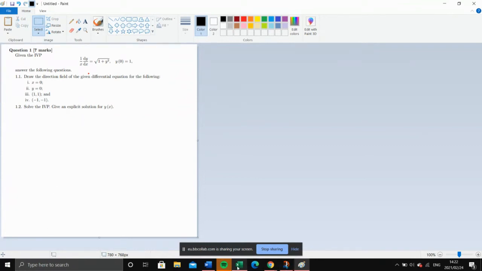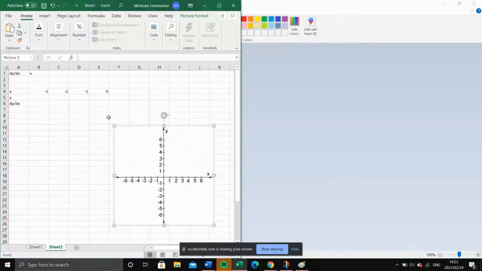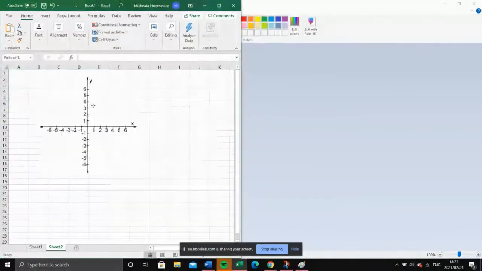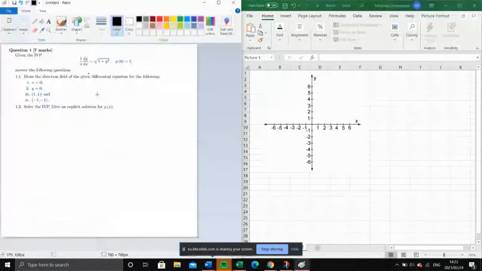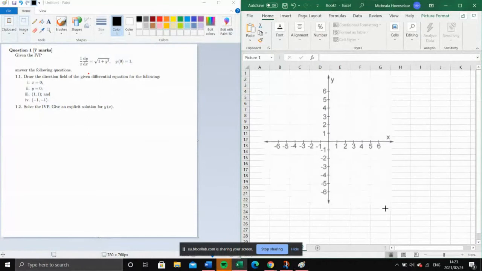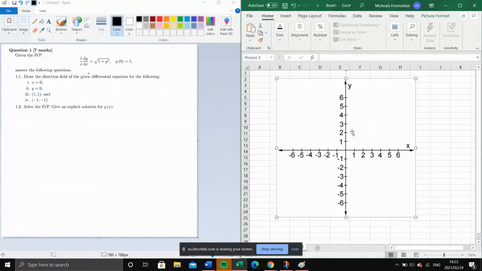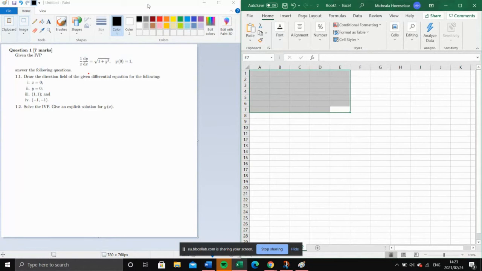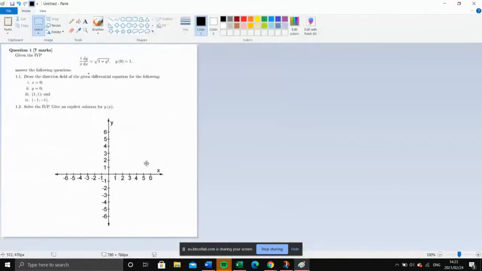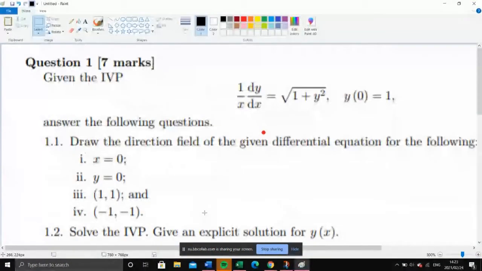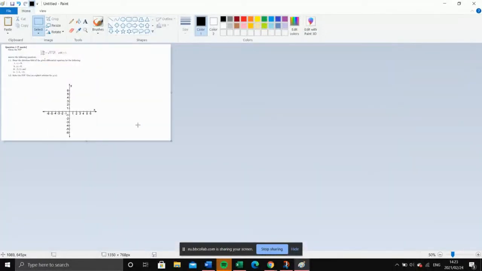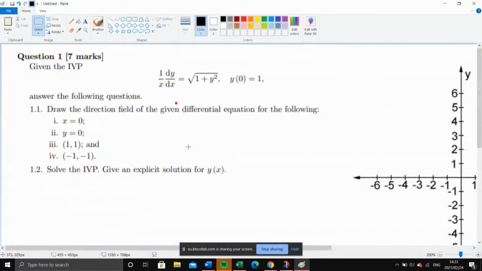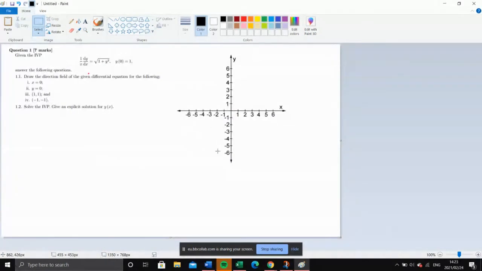So what that then looks like is you would have had to set up a pair of axes, or a Cartesian plane. Well, in fact, one second, this is going to be easier if I'm working in Paint.